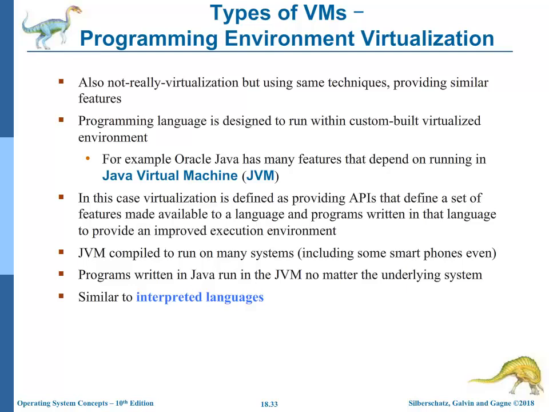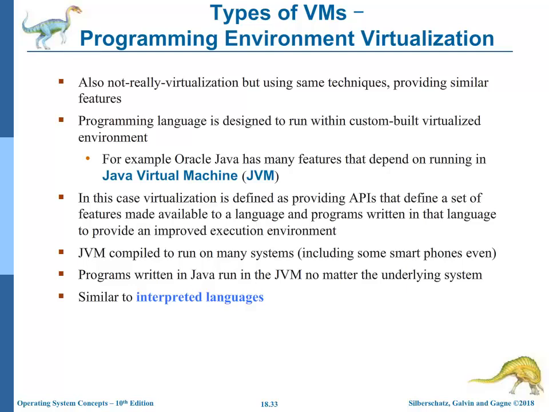We can define a virtual environment based on APIs that provides a set of features that we want to have available for a particular language and programs written in that language. Java programs run within the JVM environment, and the JVM is compiled to be a native program on the system on which it runs. So this arrangement means that Java programs are written once and then can run on any system, including all of the major operating systems on which a JVM is available.